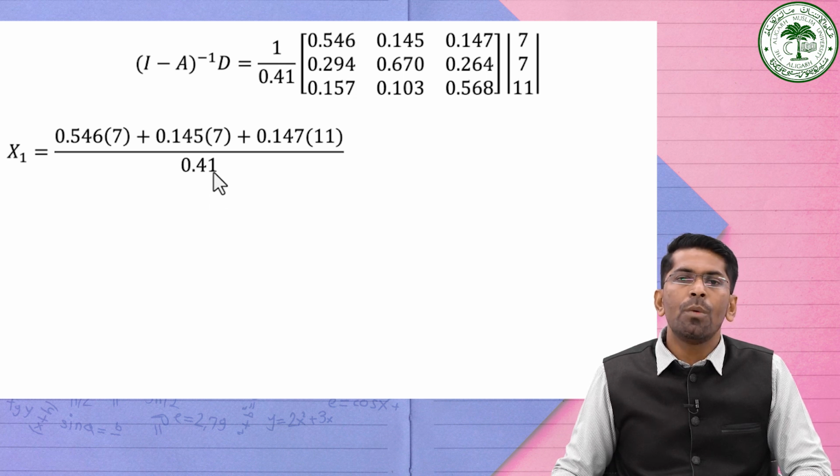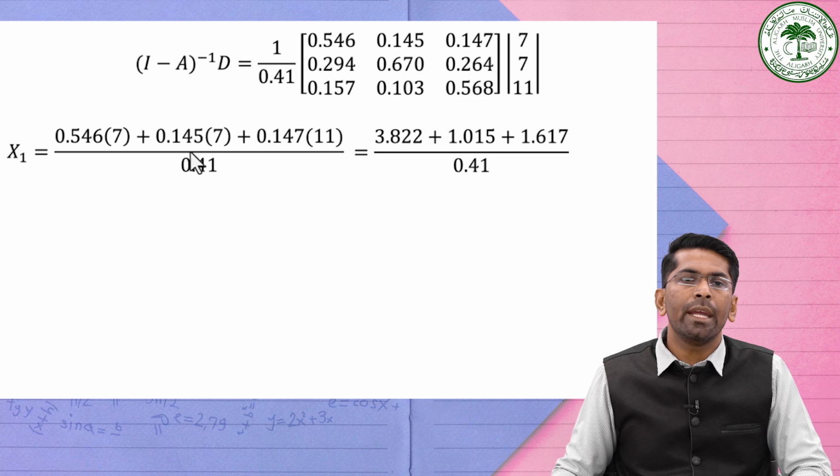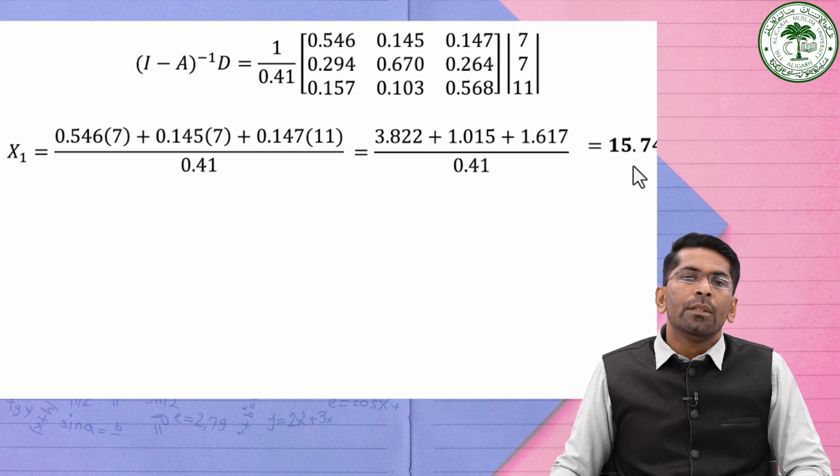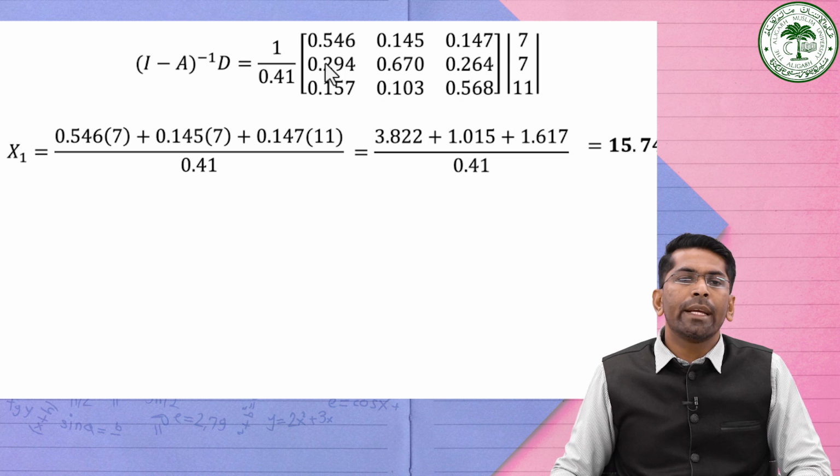So it will give the output x1, which on simplifying is 0.546 into 7, equal to 3.822, then 0.145 into 7, equal to 1.015, plus 0.147 into 11, equal to 1.617. Divided by 0.41, you will get 15.74. We can say that it is around 16.